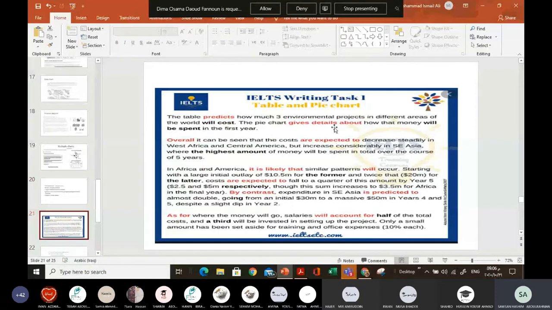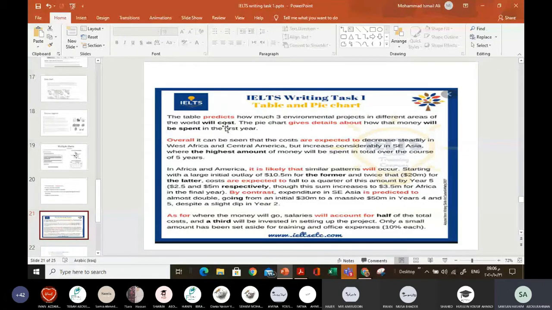Let's apply here. This is about table and pie chart. It is about multiple chart. Look here. The table predicts how much 3 environmental projects in different areas of the world will cost. Did you see these sentences, girls? All this topic sentence in simple present.